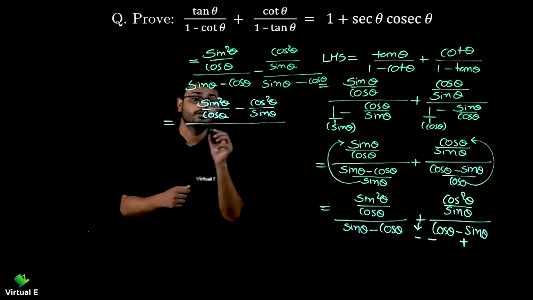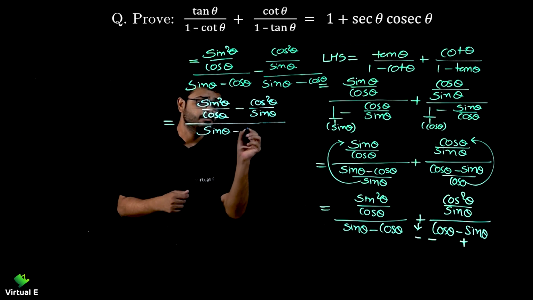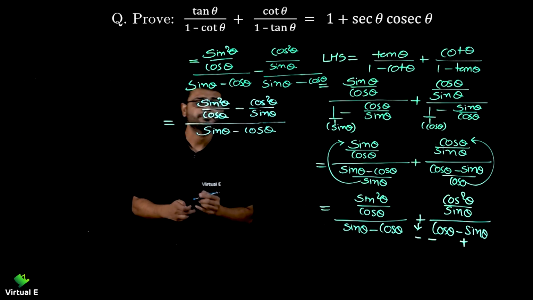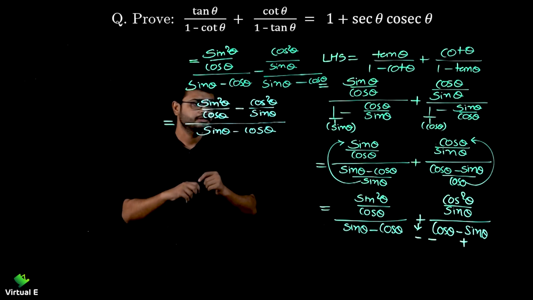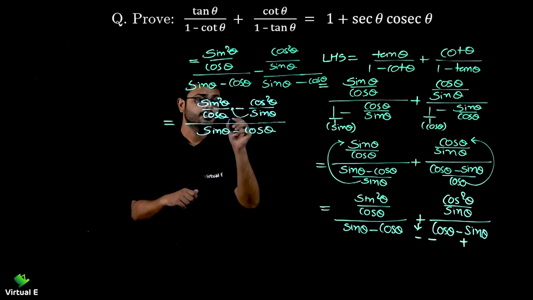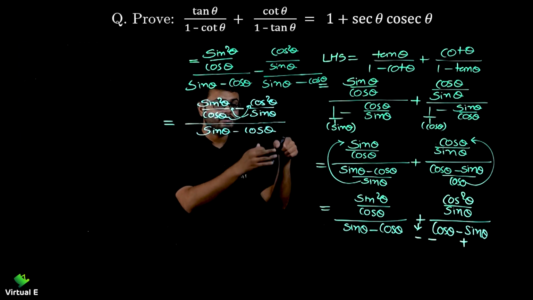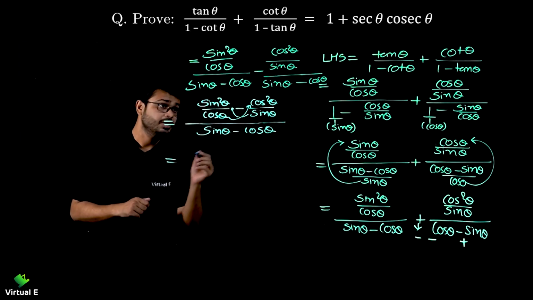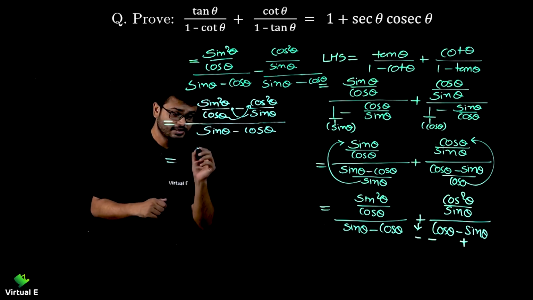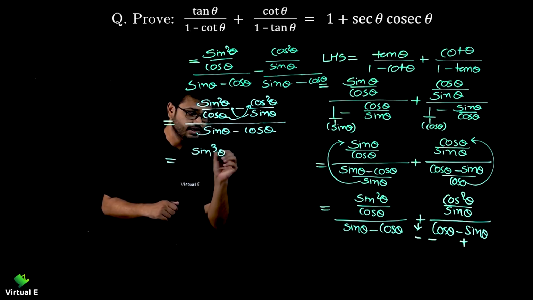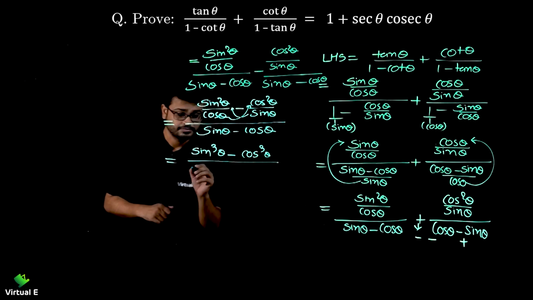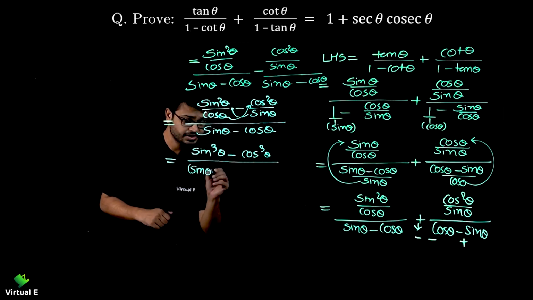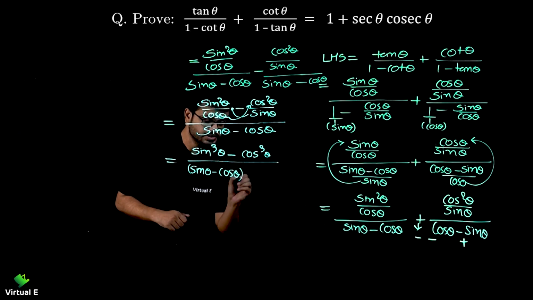and the common denominator, which is sin theta minus cos theta. Done? We simplified. Now let's do the numerator simplification. This sin theta will be multiplied over here, this cos theta will be multiplied over here, and it will come into the denominator. Let's see how. Sin square theta into sin theta, that is sin cube theta, minus cos square theta into cos theta, that is cos cube theta, and in the denominator, this sin theta minus cos theta as it is, into what?